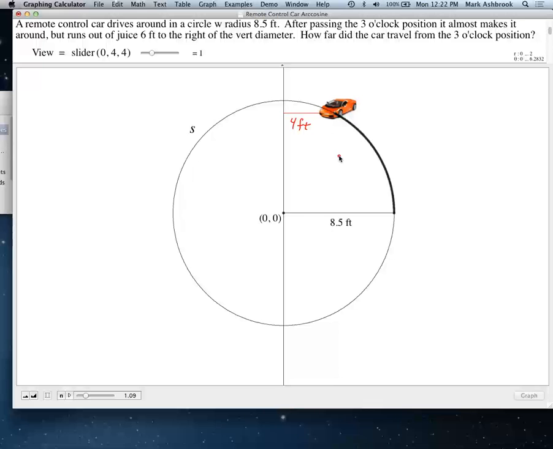Okay, so find the angle. Just as a practice, find the arc length that the car has gone from the 3 o'clock position. See if you can do that. So find the arc length that the car has gone from the 3 o'clock position. Okay, so he's asking, with the given information, can you use either one, arc cosine or arc sine, in the first quadrant? What do you think?